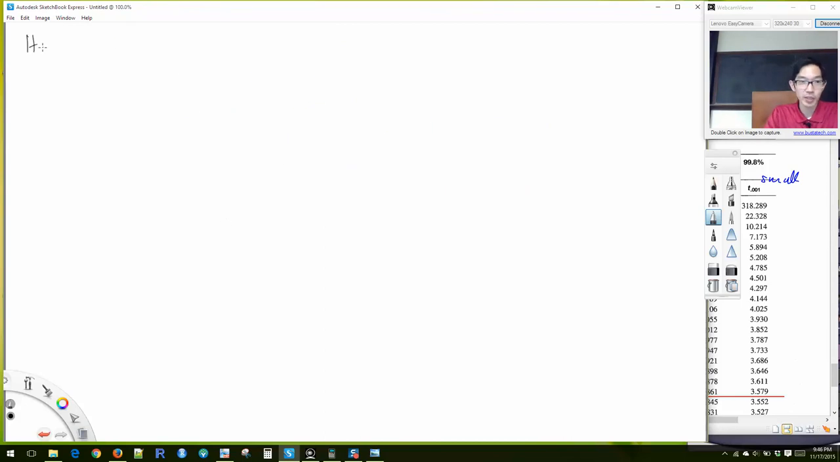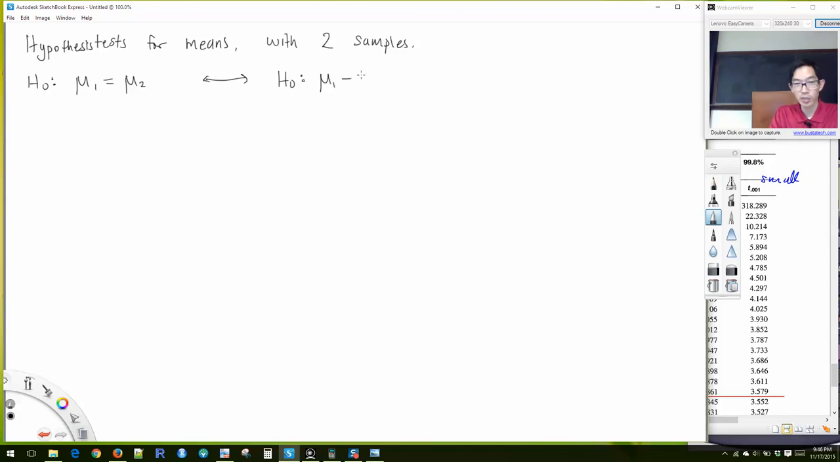All right, and so the last thing, hypothesis tests for means with two samples. Okay, so one nice thing about this, the null hypothesis is always going to be mu1 is equal to mu2, or the equivalent version of writing it, that mu1 minus mu2 equals 0. Okay, and this should almost feel like deja vu, except instead of the p's, we're using mu's. This is exactly what we did last week, and the alternative, mu1 not equal to mu2, or mu1 greater than mu2, or mu1 less than mu2.